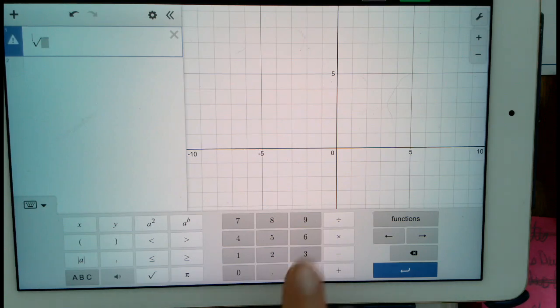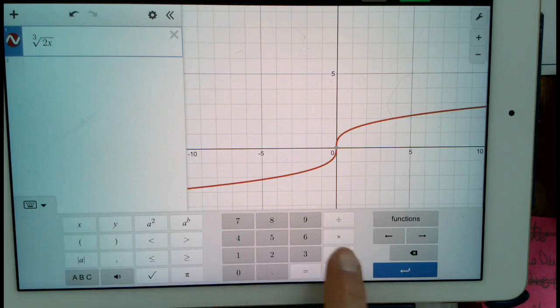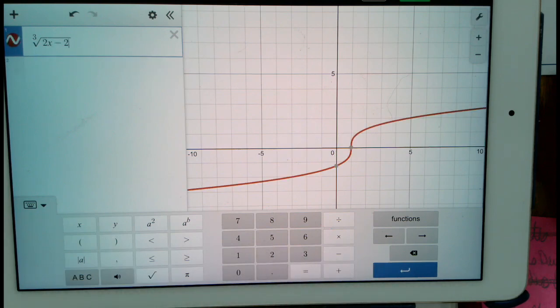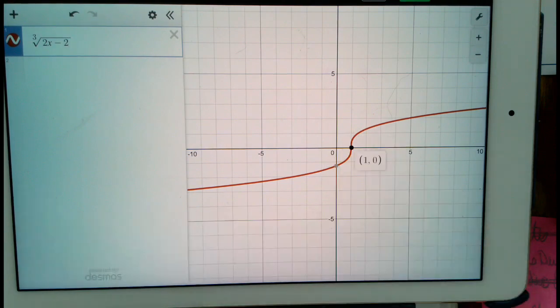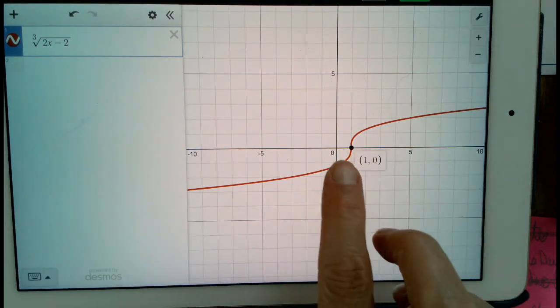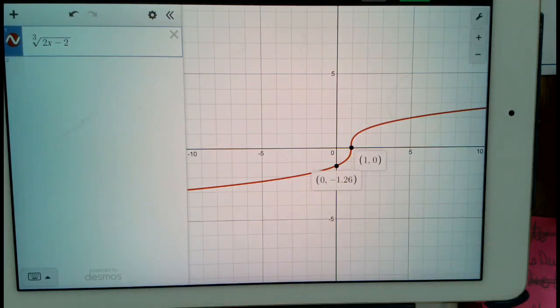We need to put the 3 in there, and then we arrow over, and then we can type in 2x minus 2. So here's our picture. Something to help us as we go back and look at our screen is that our x-axis is at 1, 0, and our y-axis is a little bit lower than -1.